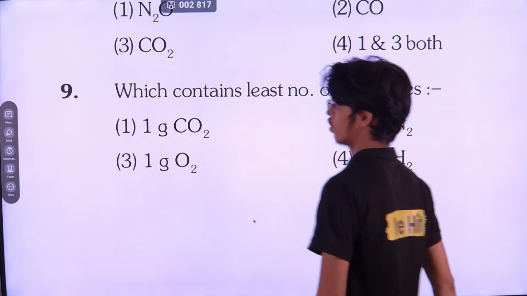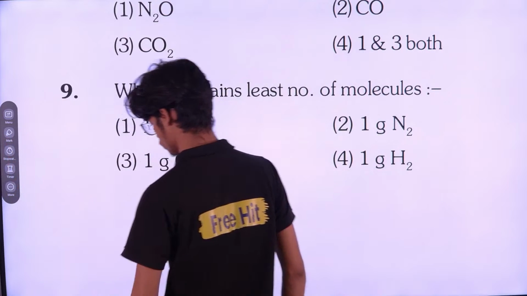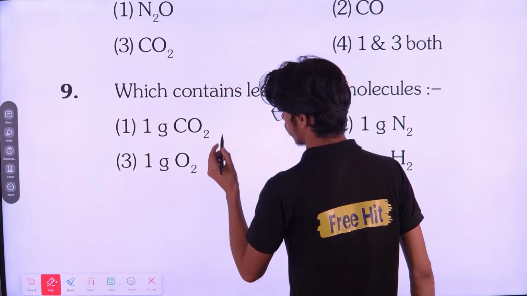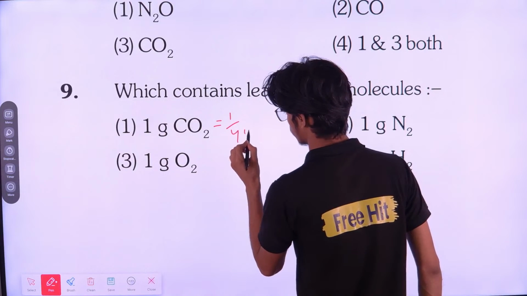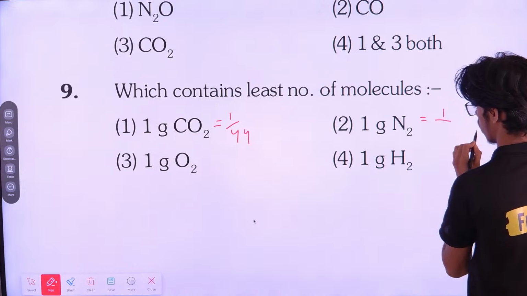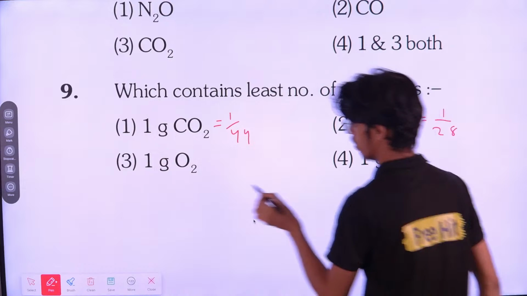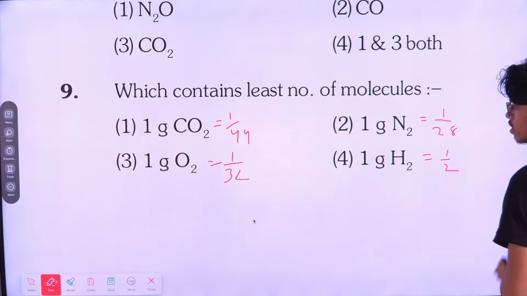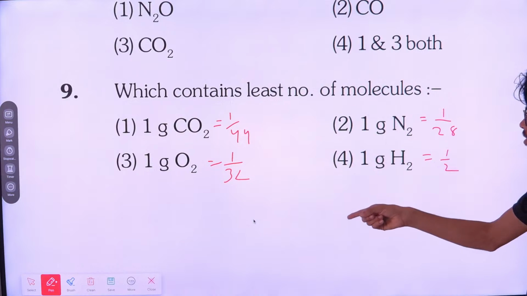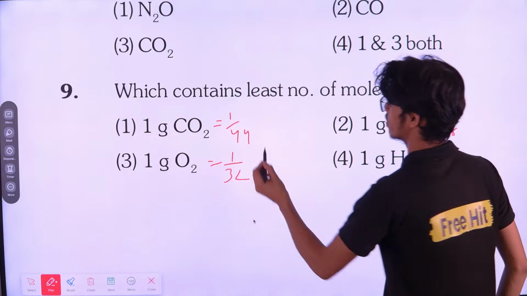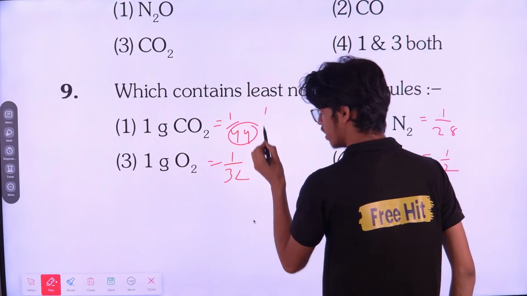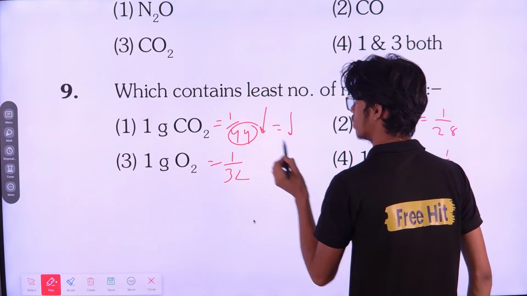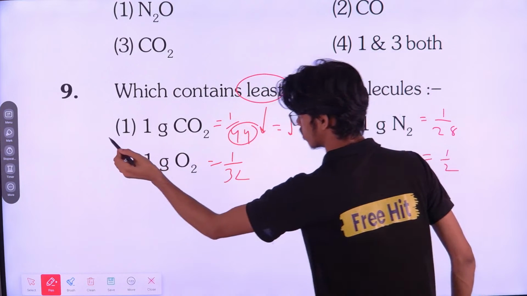Okay. So which contains the least number of molecules? Sir, least number of molecules, given mass upon molar mass. Which one of these numbers is the least? The highest denominator has the least number. Least number of moles, least number of particles, that's what we want. So this is option number 1.